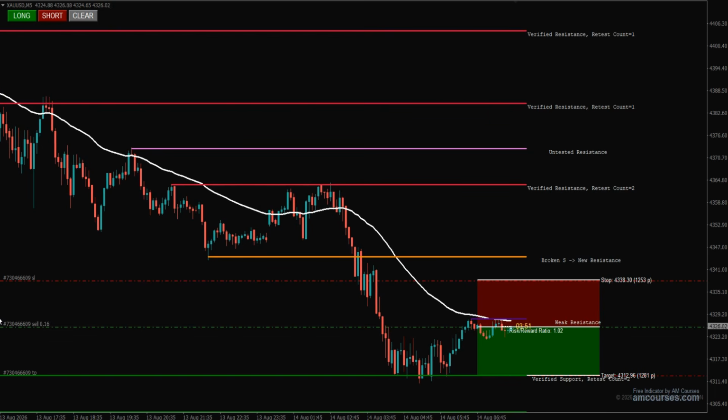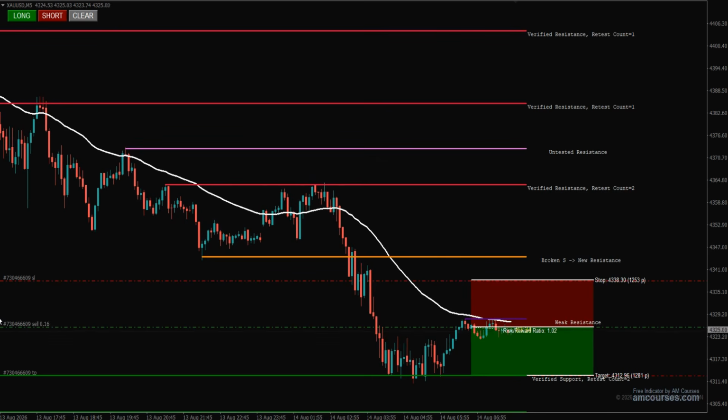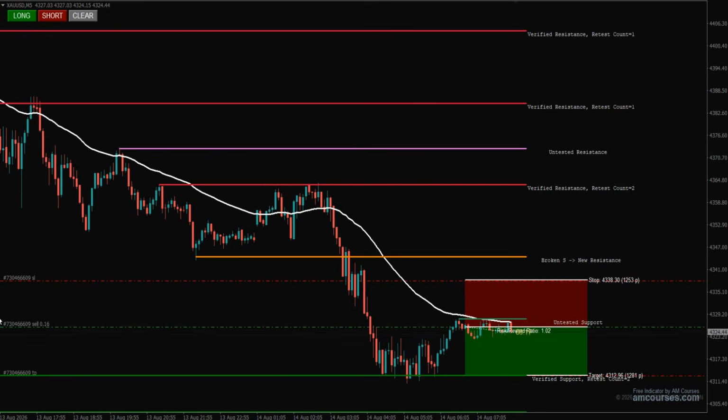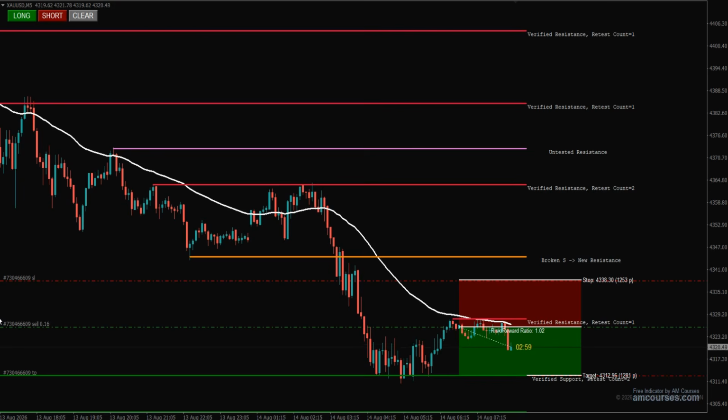Target down at the verified support. The low price just came from. Risk to reward here is only about 1-to-1. The smallest of the day. I still take it. The setup is valid, and I do not skip valid setups because the reward looks small. That is how you end up only taking the trades that feel exciting, which are usually the worst ones.